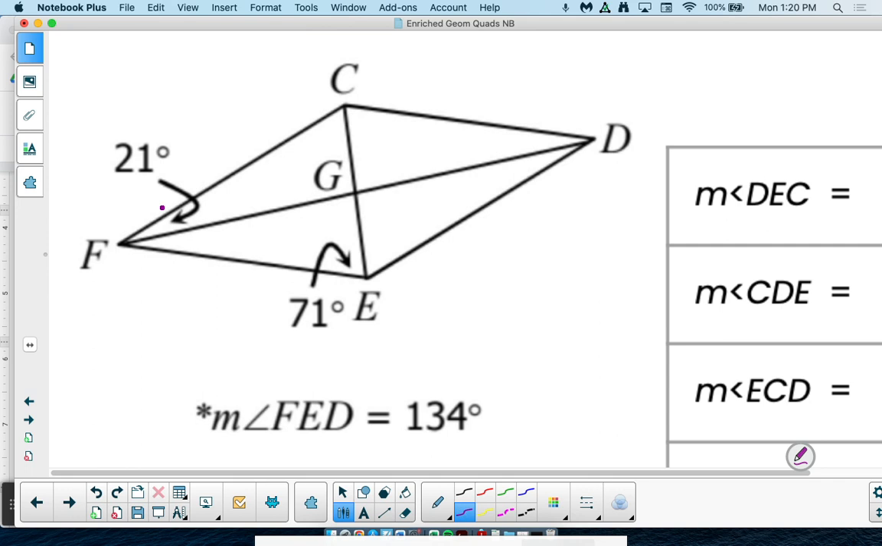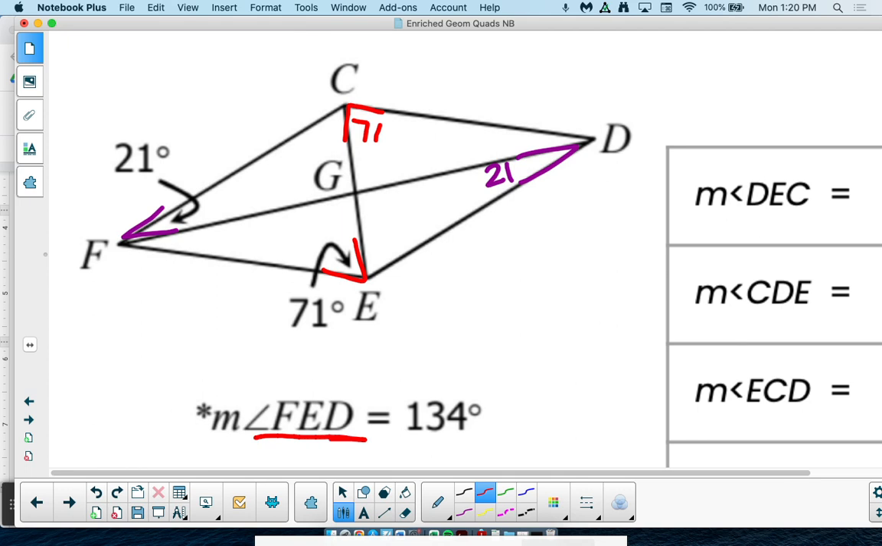So you guys notice how this is 21 right here? So this would be alternate interior to this guy right there. So I just label this as 21. Similarly, this angle right here is 71, so that's alternate interior to this angle right there. So that was just all free information on the givens, right?